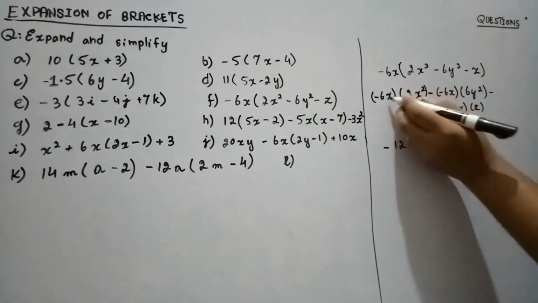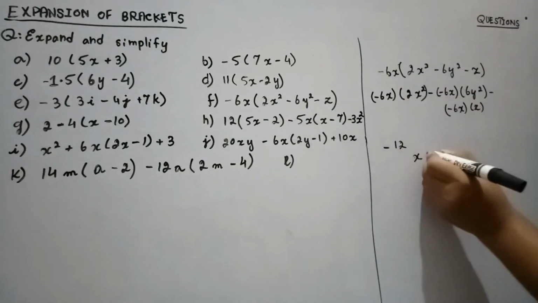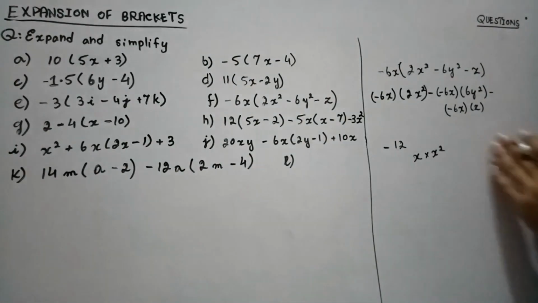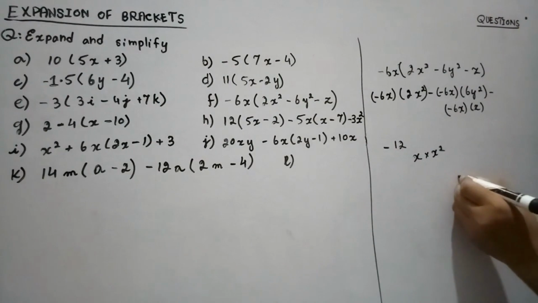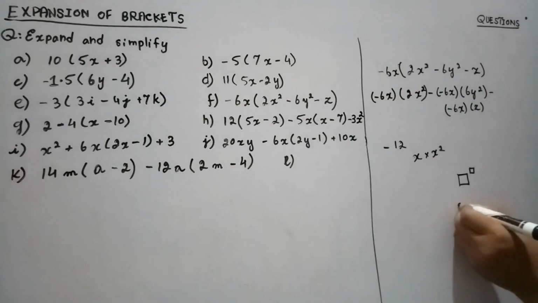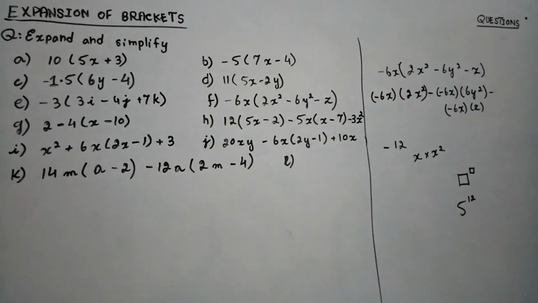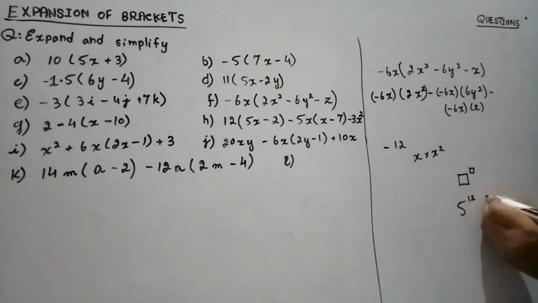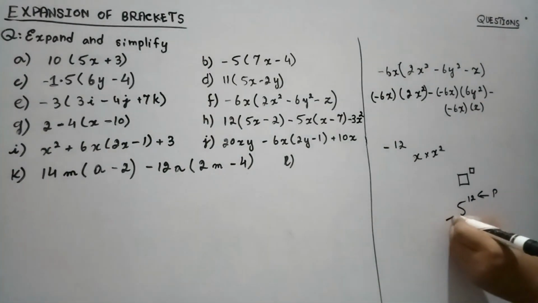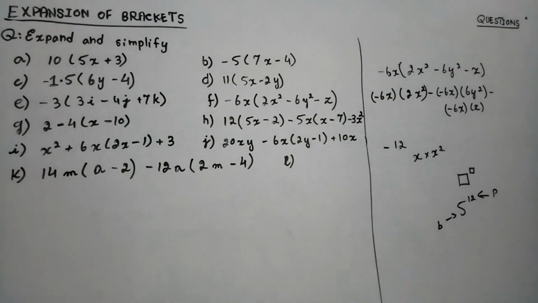Now here we have x, and it is going to multiply by x square. I have told you that here we will go for the rule of same bases. Let's see this one. This is the number we have and here is the power of it, or we can say here we have 5 raised to power 12. This 12 is called the index or power, and this 5 is called the base of it.